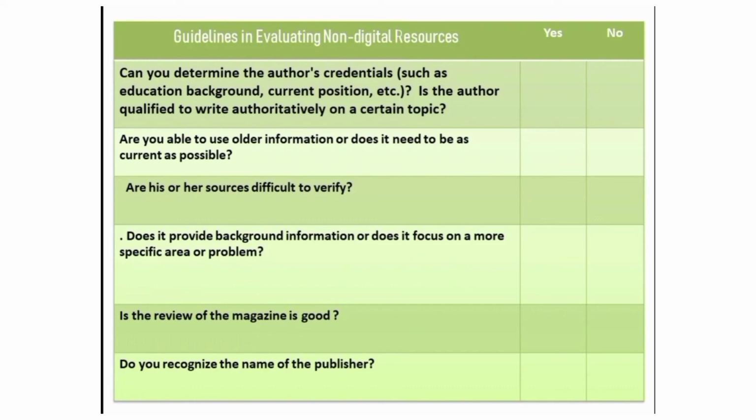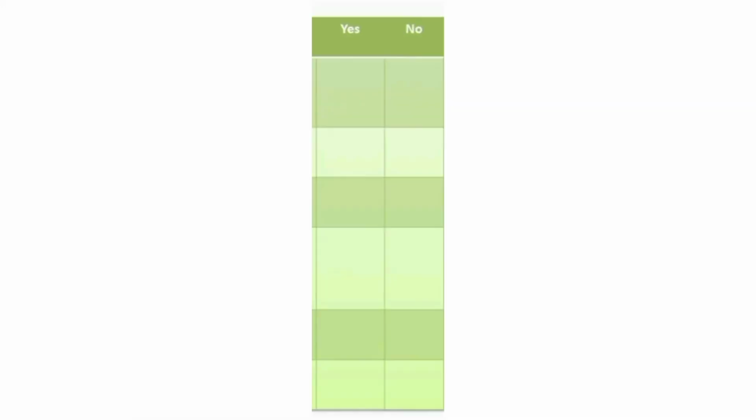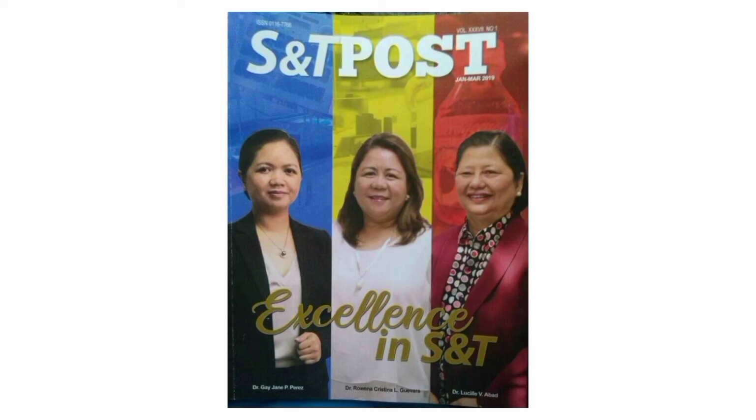This checklist contains the guidelines in evaluating non-digital resources. This is the label, or in other words, your question. These are the questions that we will use to evaluate the magazine. It contains the author credentials, publishers, objectivity or bias, content, and lastly the review. This is the choices, or also known as the items. So let's start.